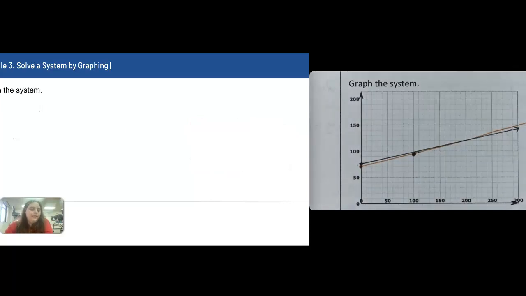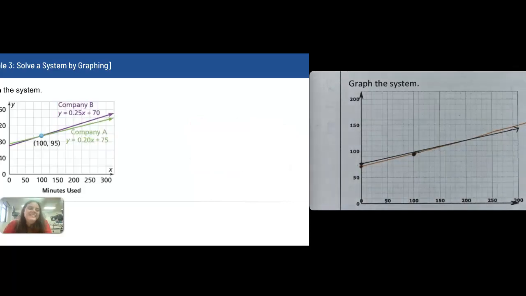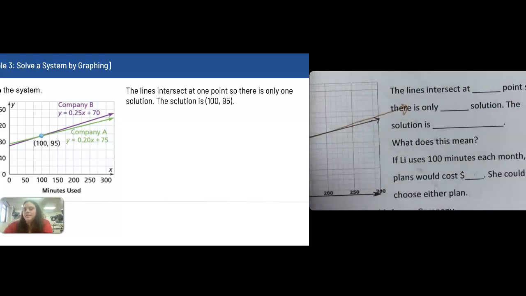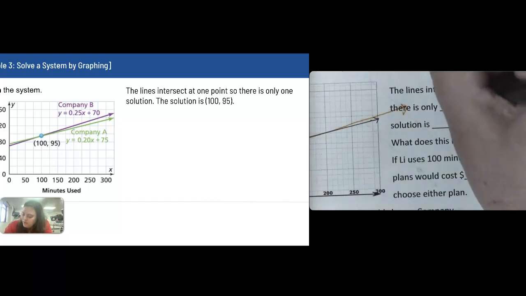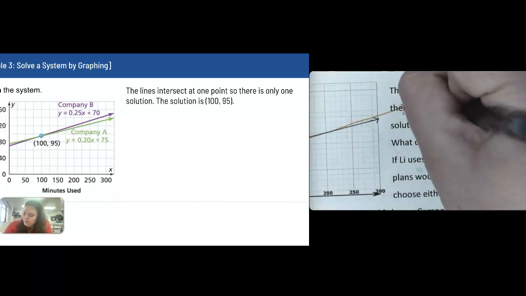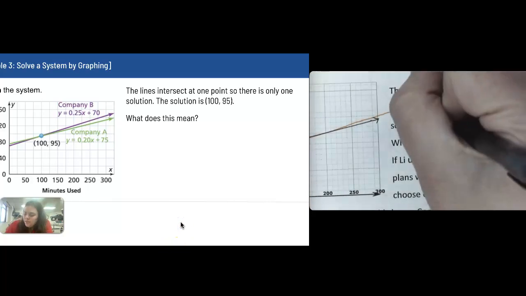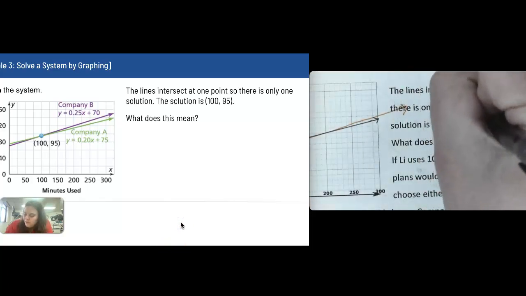Let's see a better graph of this. Here we go. So we have company B in purple and company A in green. And you can kind of see how my black line of company A and orange line of company B looks very similar. We see that these lines are intersecting at 1 point. Because they intersect at 1 point, there is only one solution. And in this case, that solution is that point we found of (100, 95).